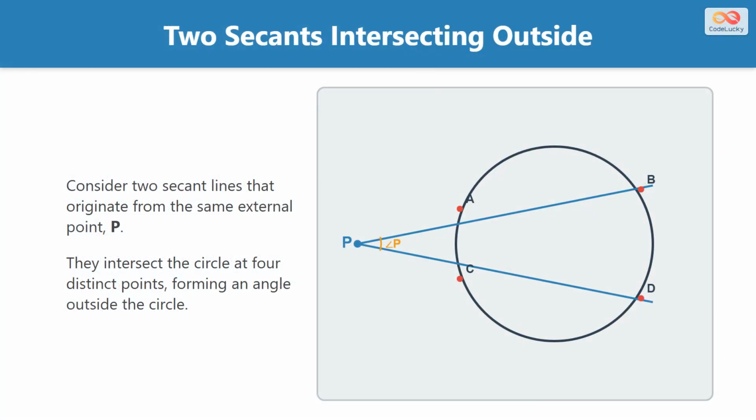Now imagine two of these secant lines starting from the same point, P, which is located outside the circle. As these lines extend towards the circle, they pass through it, creating 4 intersection points in total. Notice that an angle is formed at point P, outside the circle.